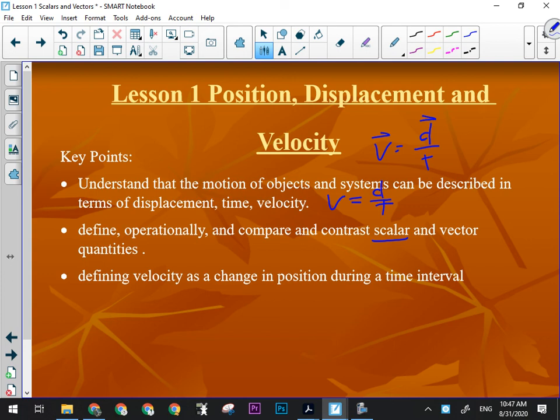And then defining velocity as a change in position during a time interval. This is the mathematical way to write that. Velocity is the change in position, because that's what displacement is. So we would have final position minus initial position over time. That's V equals D over T. Change in position over change in time. Is that ringing a bell? If you took Science 10 during second semester last year, that may not be as familiar as if you took it first semester.